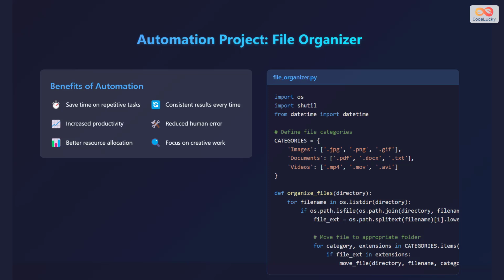Explore the world of automation with a file organizer project. Automating tasks can save time, ensure consistent results, increase productivity, and reduce human error. This project will teach you how to streamline workflows by organizing files into categories. The code on the right shows how to define file categories and move files to appropriate folders based on their extensions using the OS and shutil modules.